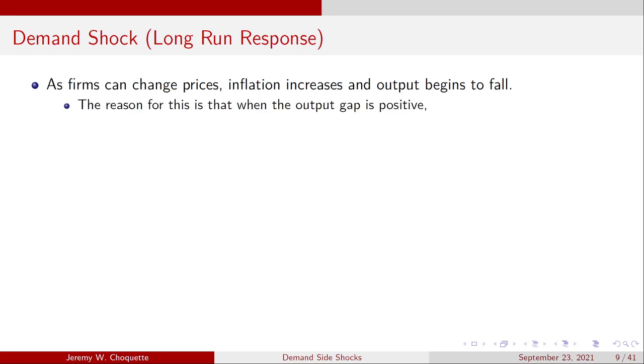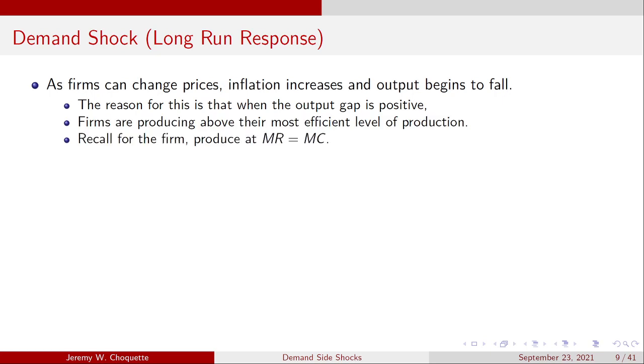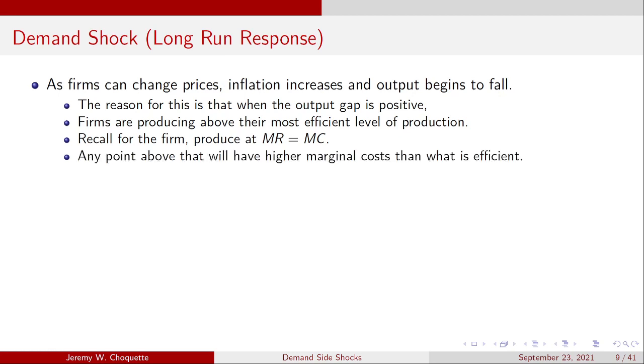output begins to fall. Now, the reason for this is that when the output gap is positive, firms are producing above their efficient level of production. Now, recall that for the firm, what they want to do is produce at a point where marginal revenue equals marginal cost. I'm not going to go through the derivation of this. You can find plenty of these derivations online. If you want to see the derivation in another video, just let me know. And we can go from there. But they produce at the point where marginal revenue and marginal cost are equal to each other.